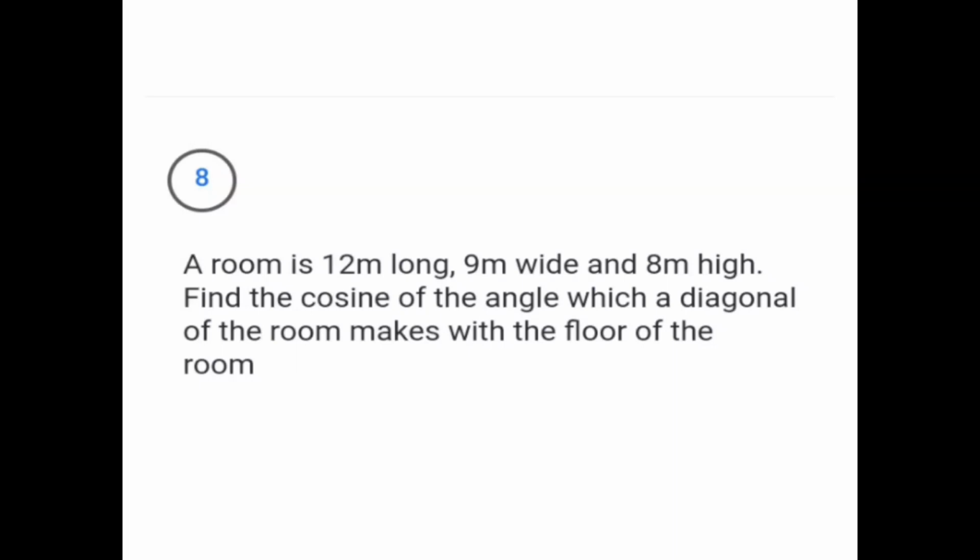Number 8. A room is 12 meters long, 9 meters wide, and 8 meters high. Find the cosine of the angle which a diagonal of the room makes with the floor of the room. So the length of the room is 12 meters, the width is 9 meters, while the height is 8 meters. Now, we use the length and the width of the room to find this hypotenuse first of all, before we proceed.